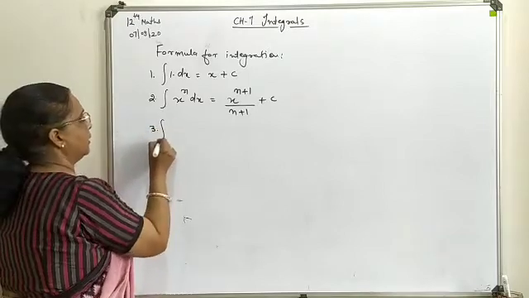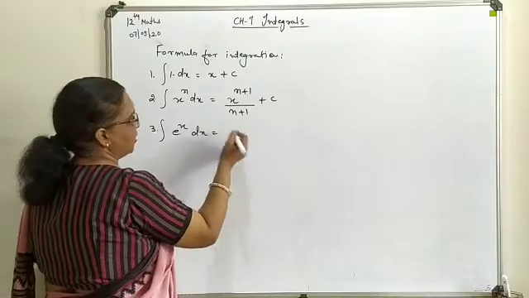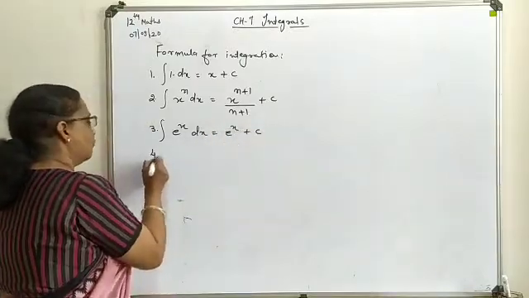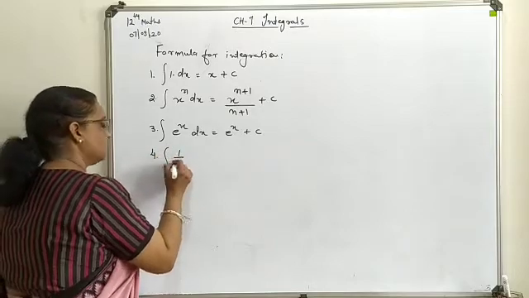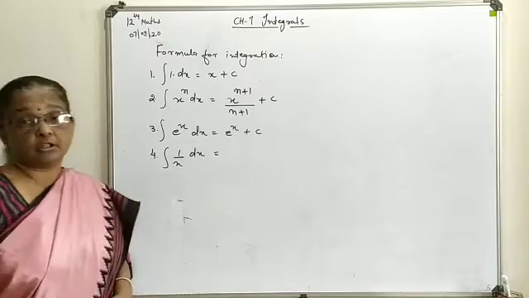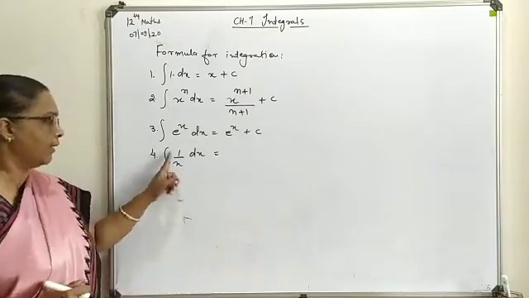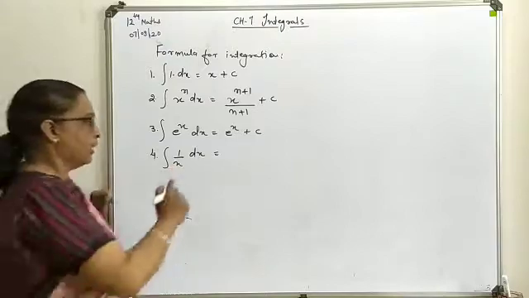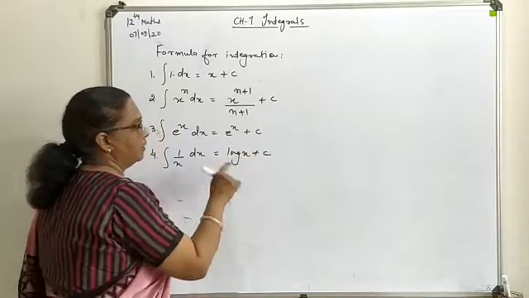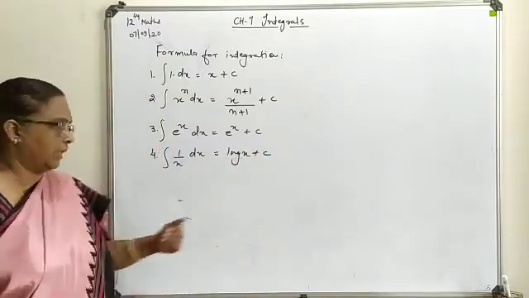Now the third we take is e power x. For e power x, differentiation is the same, so integration will also remain the same. The fourth one is 1 upon x dx. We know the differentiation of log x is 1 upon x. So again you have the reverse order: when you have the 1 upon x form, its integration will be log x. When nothing is written, it is understood that this log carries the base e.